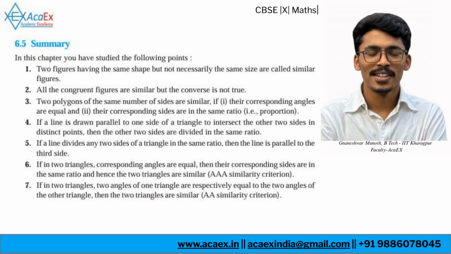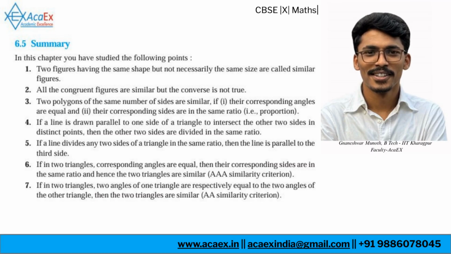Summary. Here are the key points studied in this chapter. Similar figures have the same shape, but not necessarily the same size. All congruent figures are similar, but the reverse is not always true. 2 polygons are similar if their corresponding angles are equal and their corresponding sides are in the same ratio. Basic proportionality theorem: a line drawn parallel to one side of a triangle divides the other 2 sides in the same ratio. Converse of BPT: if a line divides 2 sides of a triangle in the same ratio, it is parallel to the third side.